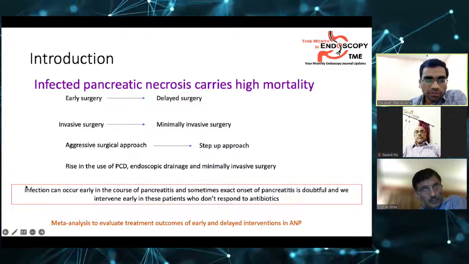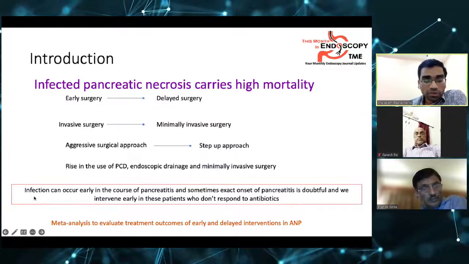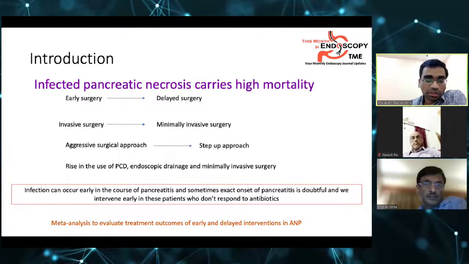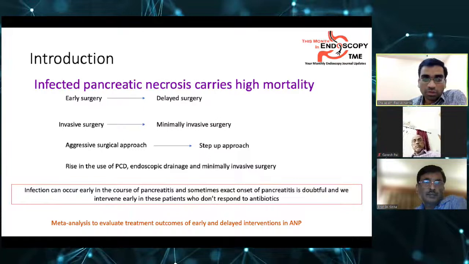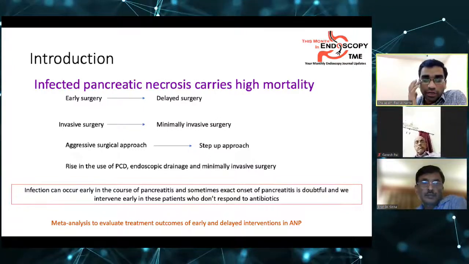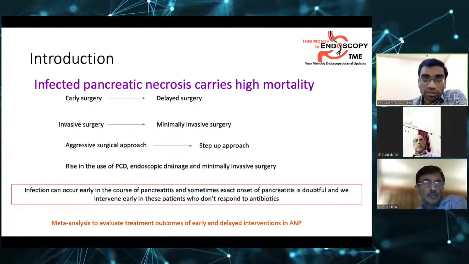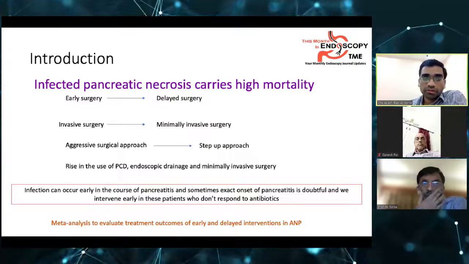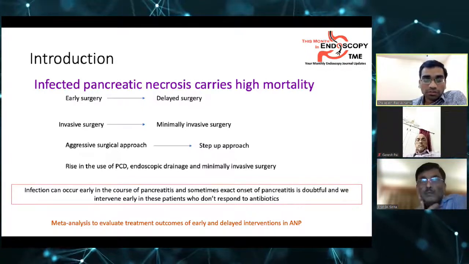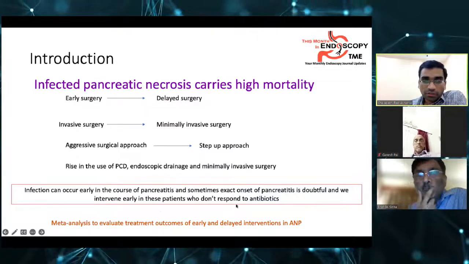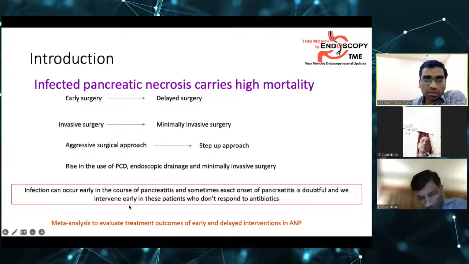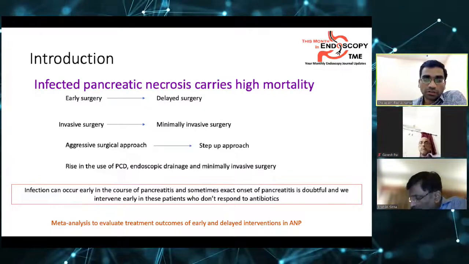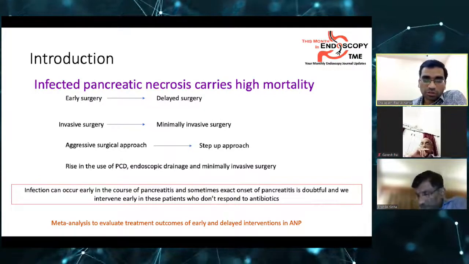But more importantly, we should know that infection can occur in any part of the course of pancreatitis, even in the early course. Sometimes we falter in calculating the onset of pancreatitis. A patient can be referred late, after 3 days or 5 days, and it may be doubtful also. We intervene in these patients early, especially if they don't respond to antibiotics and we need some kind of intervention, either percutaneous drainage, endoscopic drainage or surgical drainage.